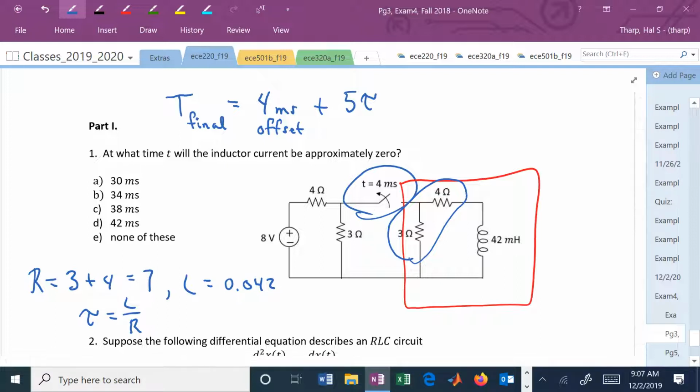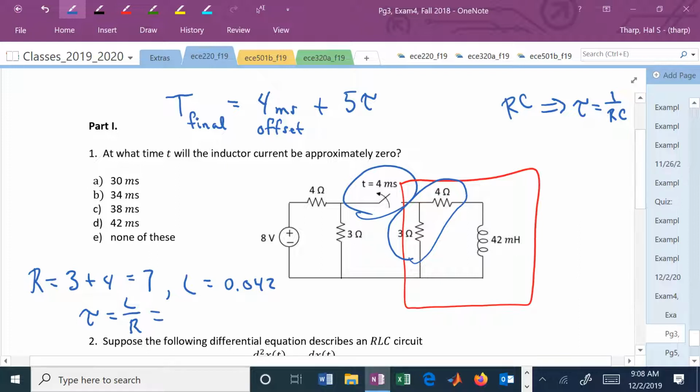If you had an RC circuit, then you have a time constant of 1 over RC. R is in the basement. C's the capacitance, and when you remember, well, I'm getting into chapter 9. So let's just focus on chapter 7, which is RL circuits.